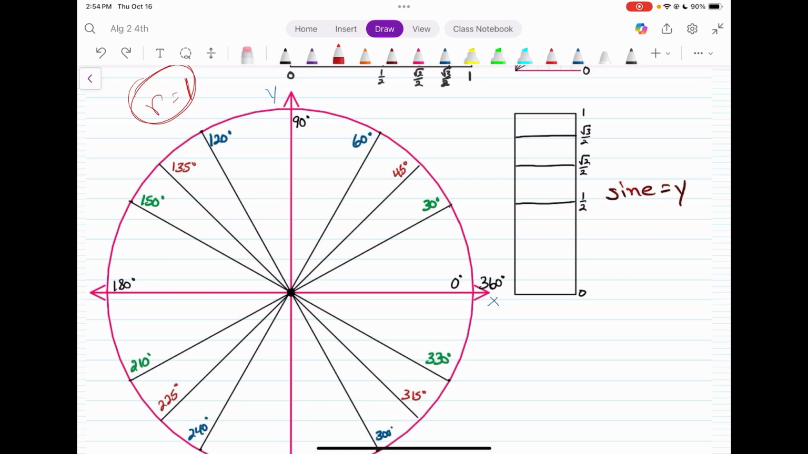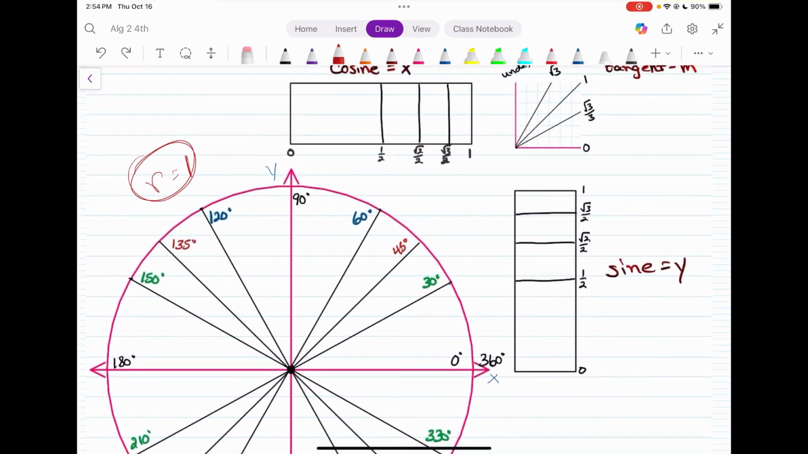Those distances are symmetrical. The distance from my y-axis over to 60 degrees, notice, is also 1/2, just like it was up to 30. Over to 45 would be root 2 over 2, and so on and so forth. Those distances are the same.